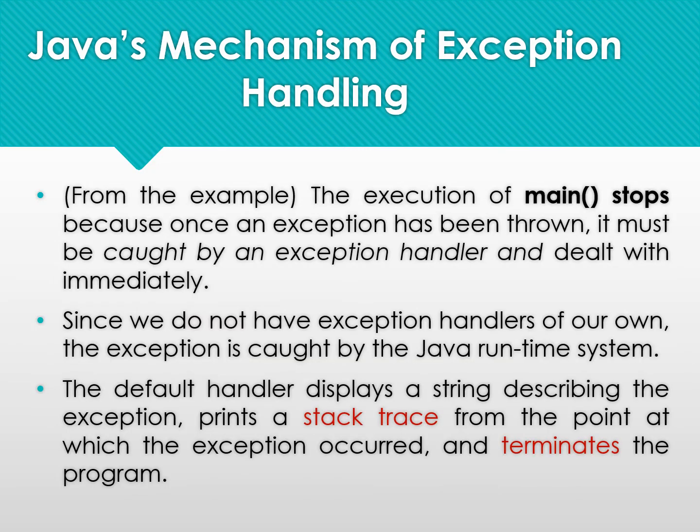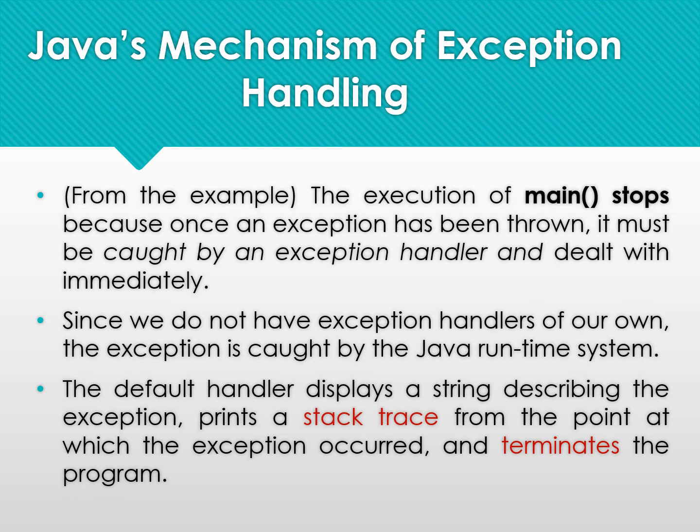Okay, so when that kind of error happens, have you looked at it just now? The main stops from executing, because once an exception has been thrown, it must be caught by an exception handler and dealt with immediately. Since we do not have any exception handling of our own, because we didn't write it there, this exception is caught by the Java runtime system. The default handler displays a string describing the exception.